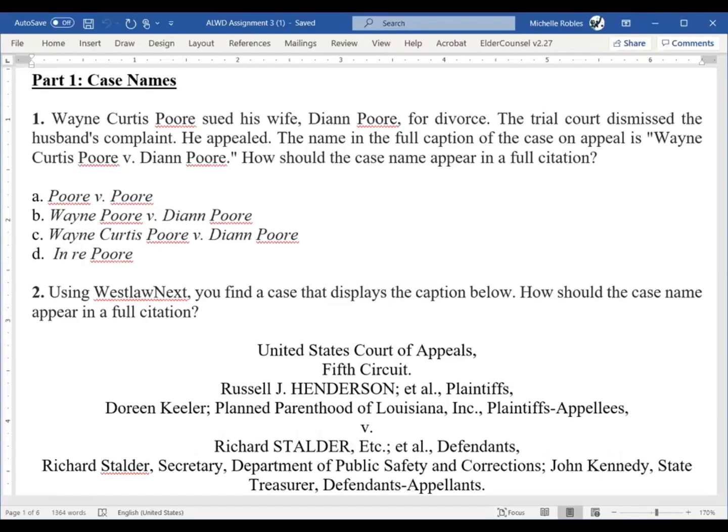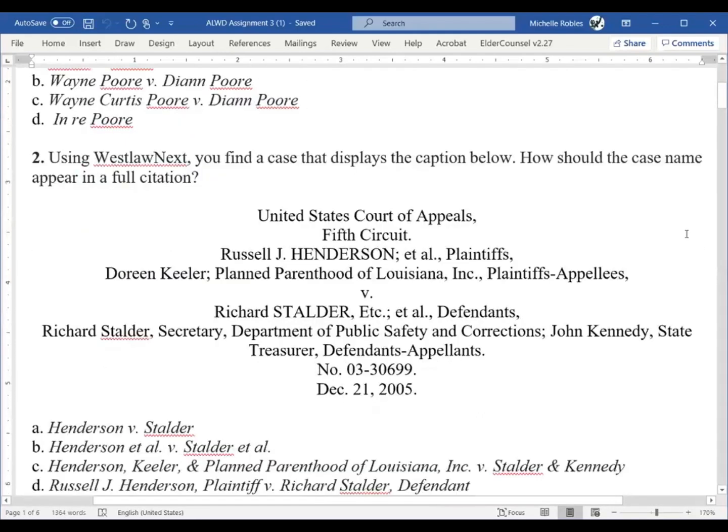Hopefully you said A. A is correct because we remove all the other names of the parties and just stay with the two last names. So that's why Poor versus Poor is correct. So let's look at the next citation.